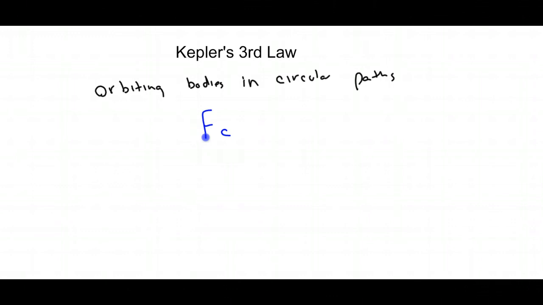Kepler's third law is a little bit on the mathematical side, and it has to do with Isaac Newton. Now, as we found, when we have an object orbiting in a circular path, we can say that the centripetal force is equal to the gravitational force. So if we are in a circular path, the centripetal force is caused by the gravitational force, because the only force pointing into the center of our circle is the gravitational force.